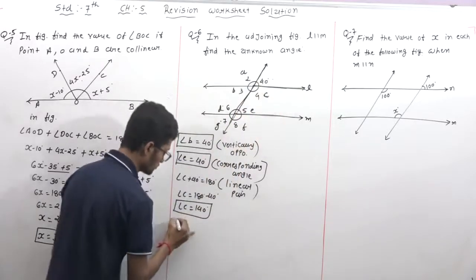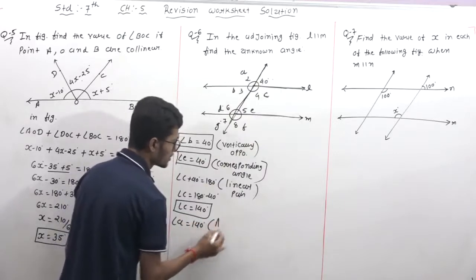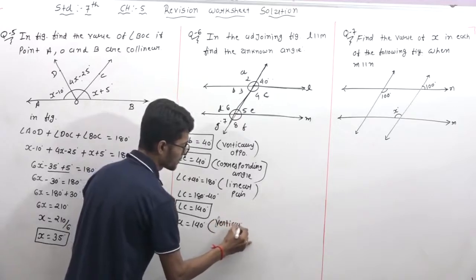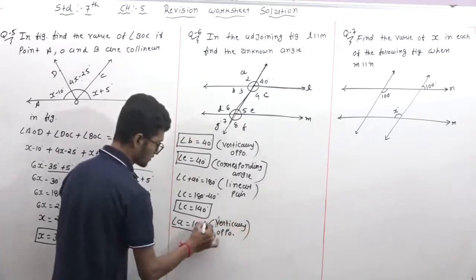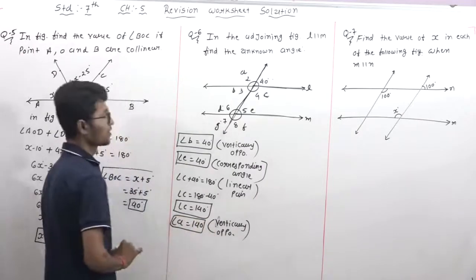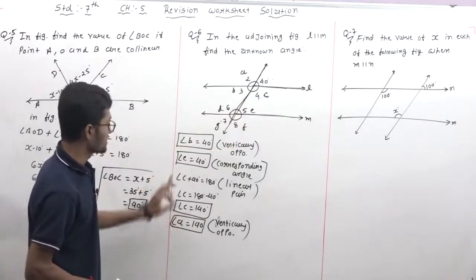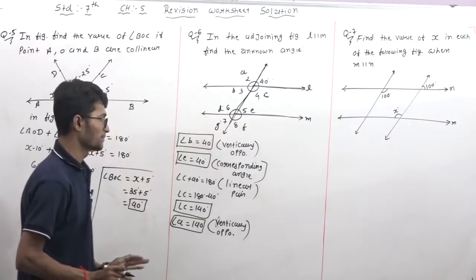Then angle A is also equal to 140. Why? Because it is a vertically opposite angle. Now A, B and C and E are completed. Now we have to find D, G and F.